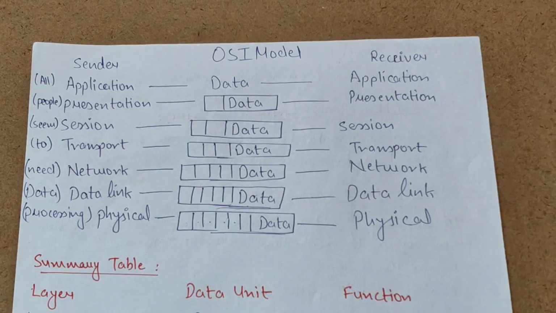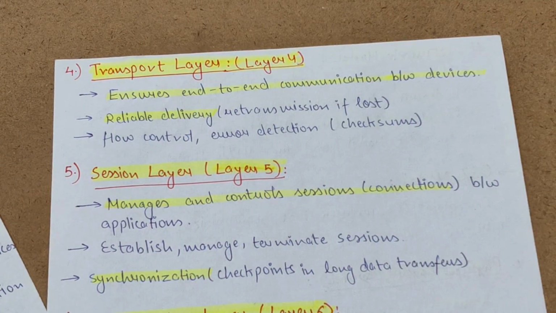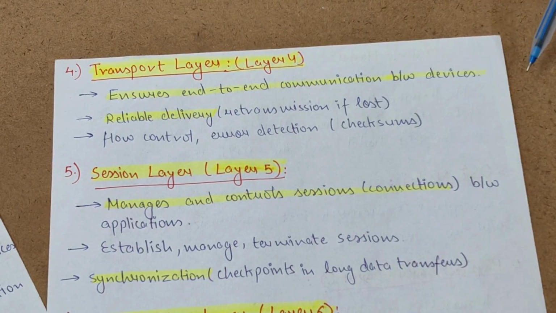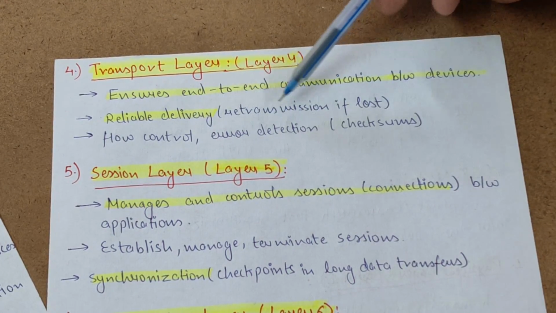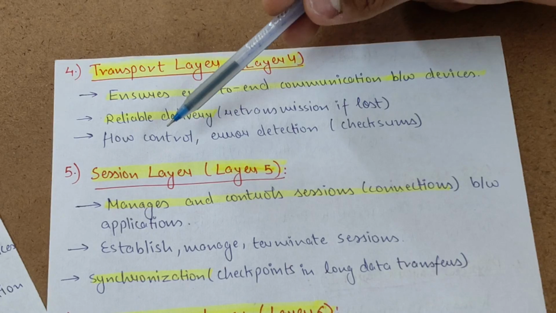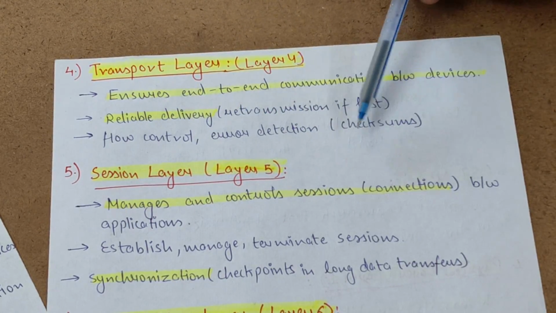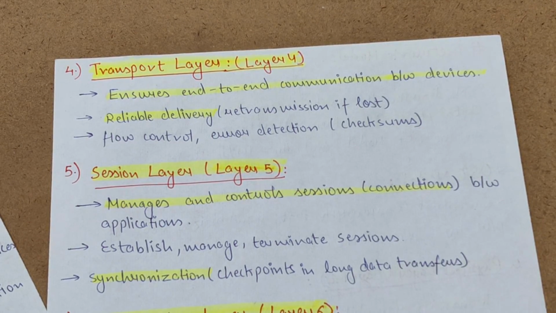So I'll teach you about the fourth layer, that is the transport layer. So what is the transport layer? Transport layer is layer 4, and it ensures end-to-end communication between devices. It also provides reliable delivery, that is retransmission if lost, and it also handles flow control and error detection. So I'll explain this transport layer in simple terms.